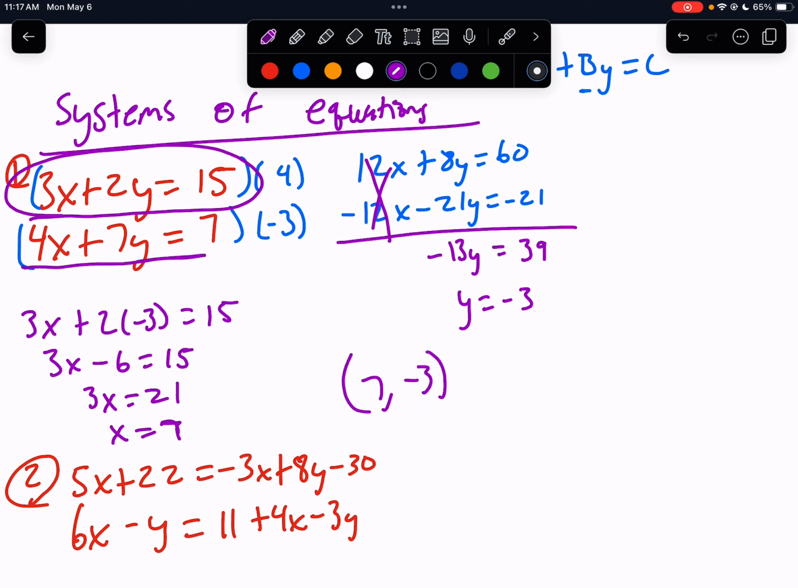Remember that in this format, these are actually lines. You could solve for y and make it y equals mx plus b. This is the coordinate 7 comma negative 3 where those two lines would intersect. And that would be your final answer: x equals 7 and y equals negative 3.